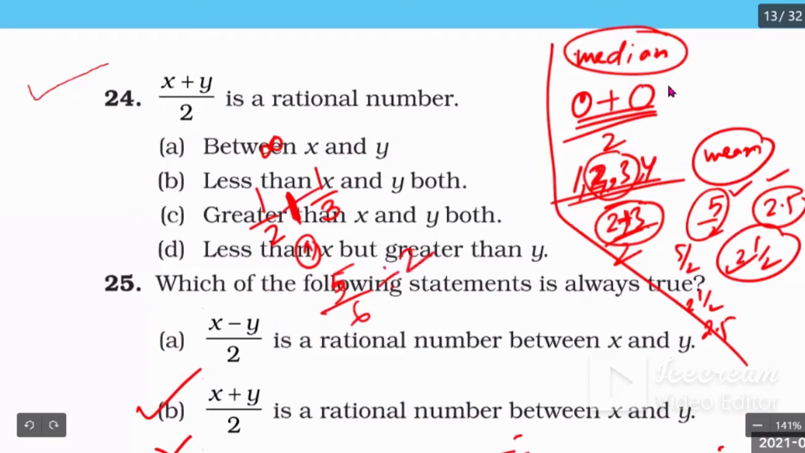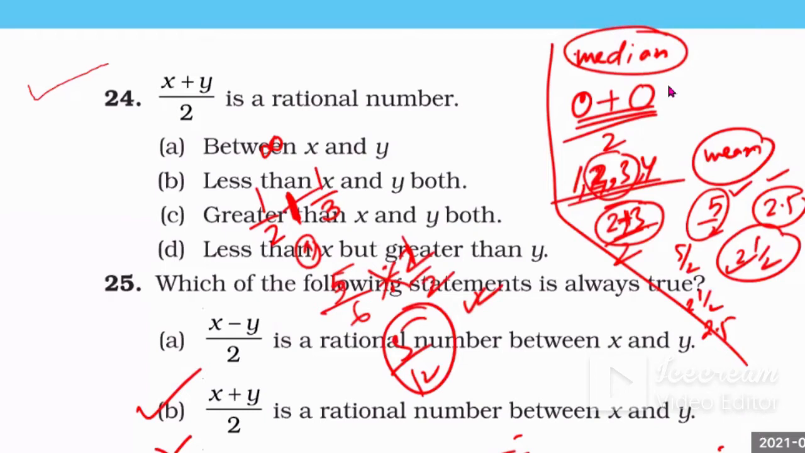Divide it by 2, but if you multiply, it will go downside, 1 by 2, so it will be 5 by 12. So this is the middle one. 5 by 12 is that rational number which comes in between 1 by 2 and 1 by 3. Very simple. आया समझ में?